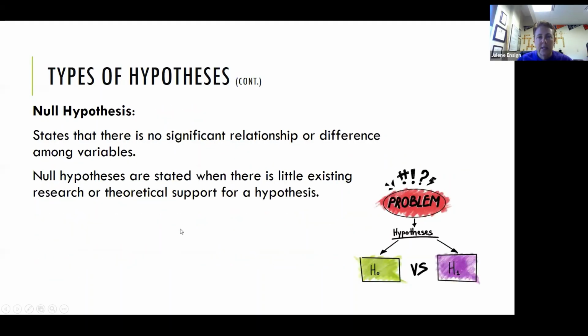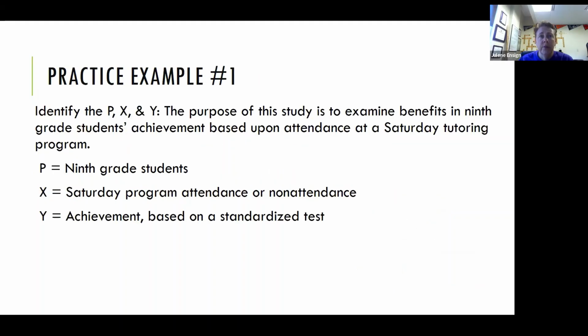In your previous stats class, you probably talked about a null hypothesis, and it states that there's no significant relationship or difference among the variables. So what happens is we either accept the null or reject the null, to use some stats language, and that probably brings back nightmares for some of you. But that's the null hypothesis, that there's no relationship among the variables.